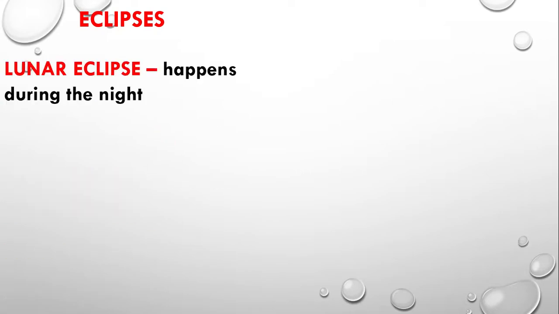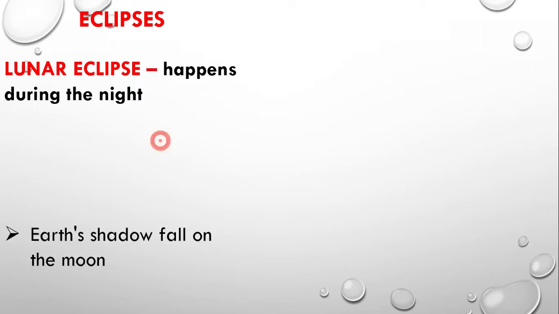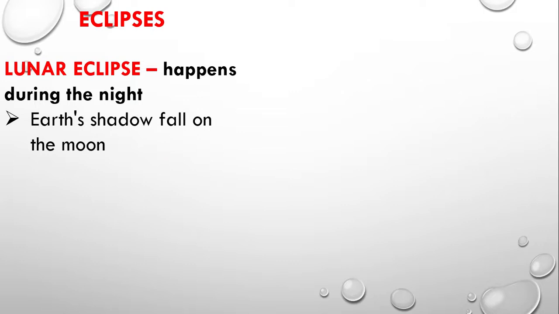So I mentioned earlier the solar eclipse, which happens when there is a new moon. We have two types of eclipses: the lunar and the solar eclipse. What is the difference between a lunar and a solar eclipse? A lunar eclipse happens during the night, because the shadow of the earth is cast, or falls, on the moon.